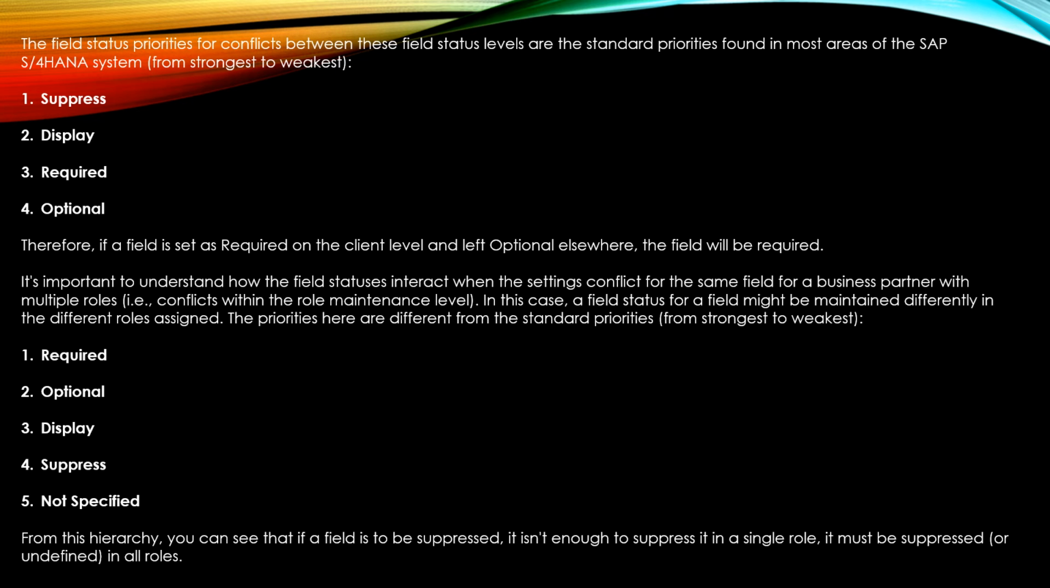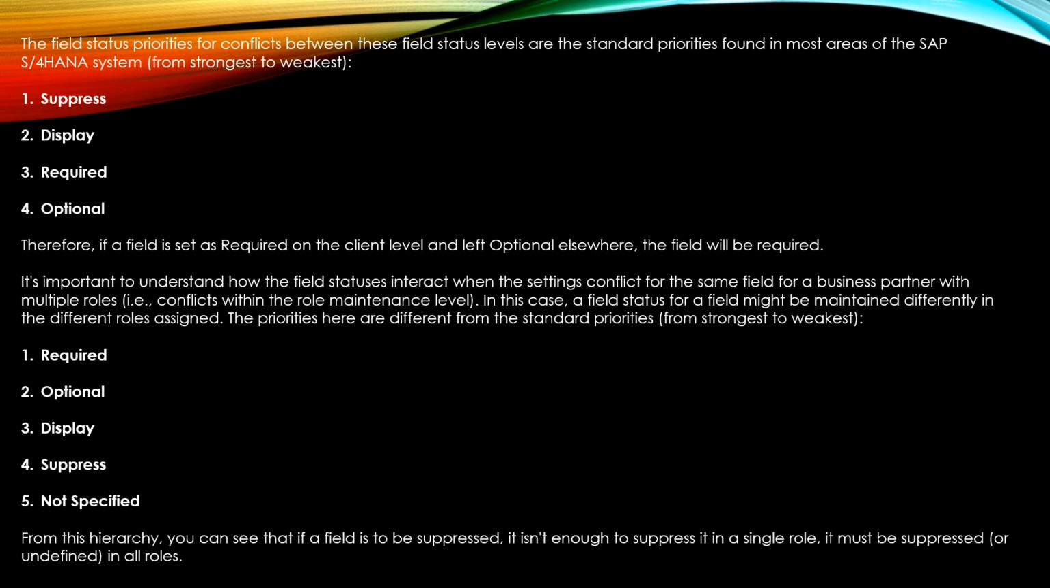All right, so right here we're going to be looking at field status, right? From strongest to weakest, we have suppress, display, require, optional. The field status priorities for conflicts between these field status levels are the standard priority found in most areas of the SAP system. Therefore, if a field is set as required on the client level and left optional elsewhere, the field will be required.